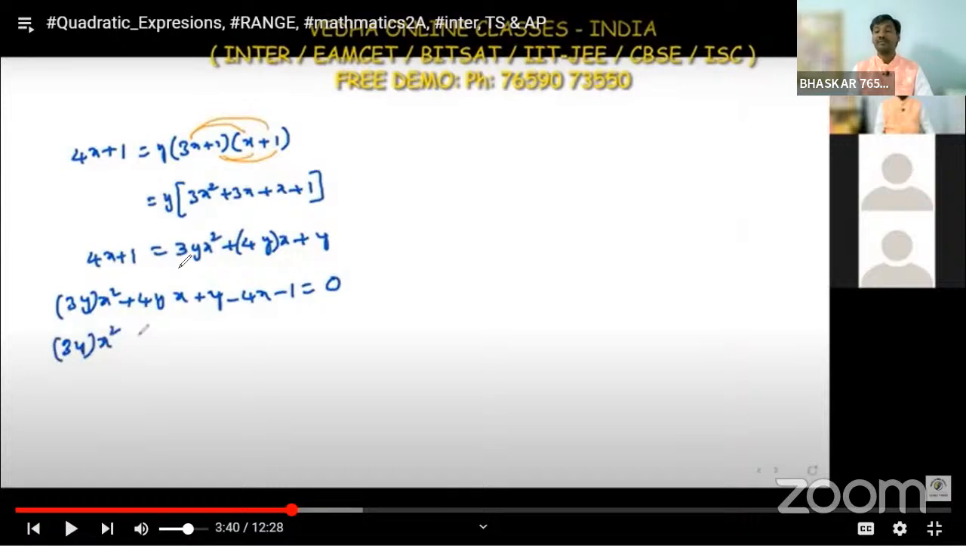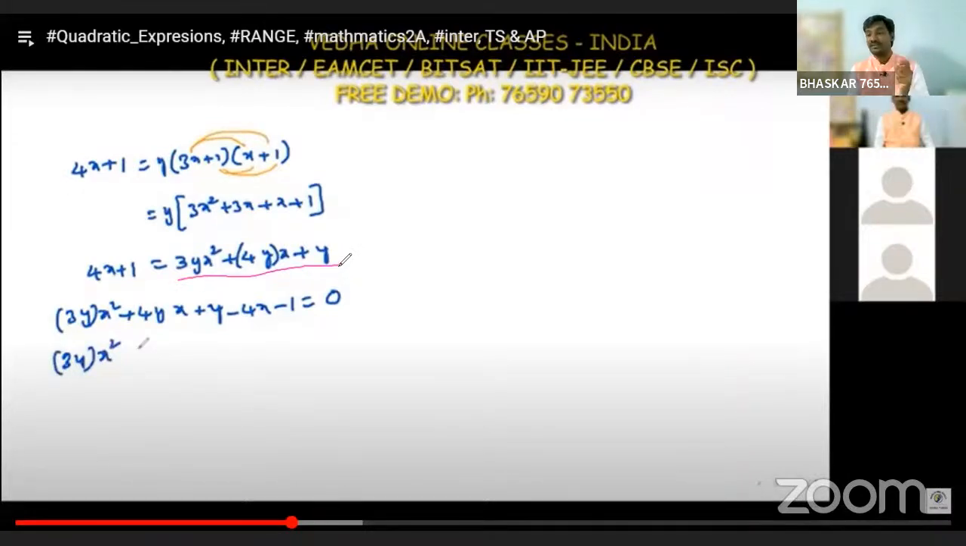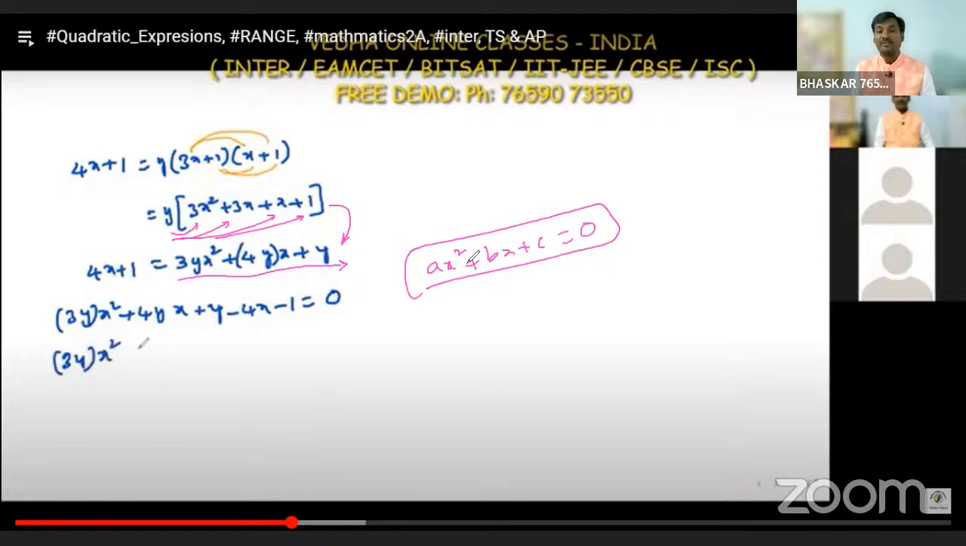Always remember, this is a very important step. This step is very, very important. Most of the students will make a mistake here. Be careful whenever you write this step. How to write this step and get the correct answer? First you multiply inside. After multiplying, always remember, here you have to think about ax square plus bx plus c is equal to 0. That means you have to write the x square term, x term and constant, like that only.